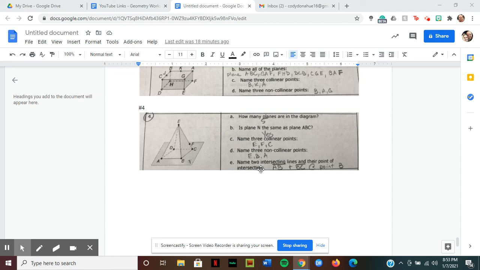And lastly, question E, name 2 intersecting lines and their point of intersection. Okay, so I went with line AB and line BC. Okay, so these 2 edges of the base of the pyramid. And if we see these 2 lines, AB and BC, they intersect at this point right here, point B.